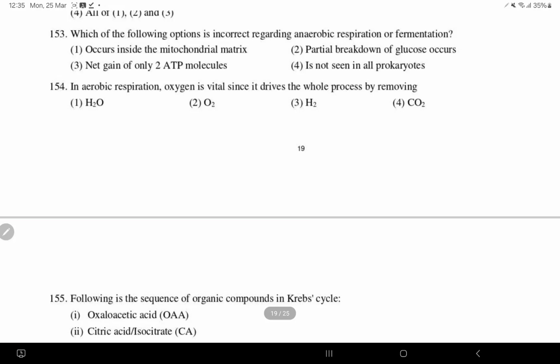That is a partial breakdown. Net gain only 2 ATP. It is not seen in all prokaryotes. In aerobic respiration, oxygen is vital since it drives the whole process by removing the hydrogen as H2O.